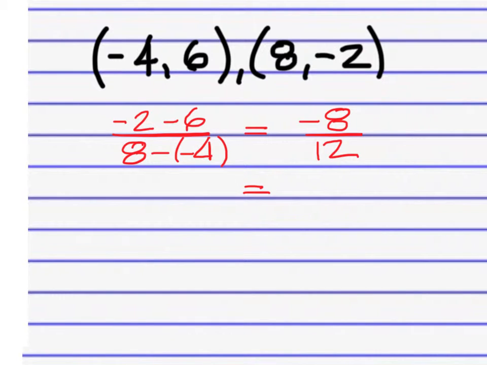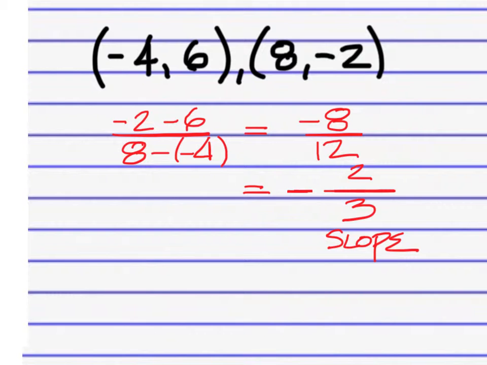You only have one negative, so put the negative sign out to the left of the fraction bar and reduce the 8 over 12. The highest number that divides into 8 and 12 is 4. So you end up with 2 over 3. This is the slope. But you have to write an equation that represents this line.